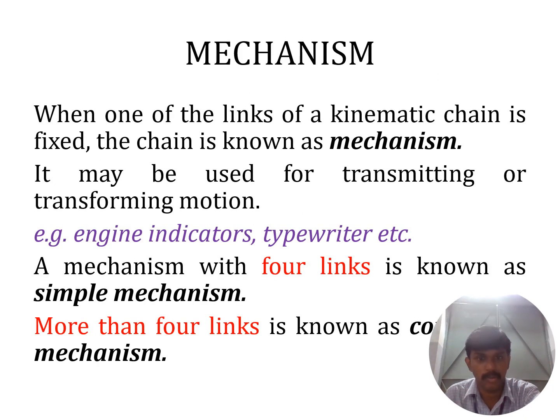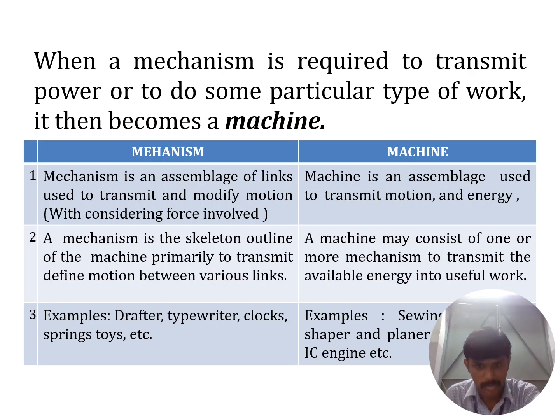When one of the links of the kinematic chain is fixed, it is a mechanism, and it transmits some definite motion. Examples: indicators, typewriter, and other mechanisms. A mechanism with 4 links is known as a simple mechanism, and more than 4 links is known as a compound mechanism.